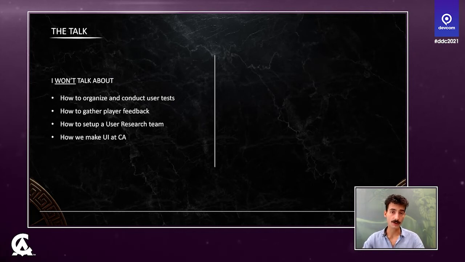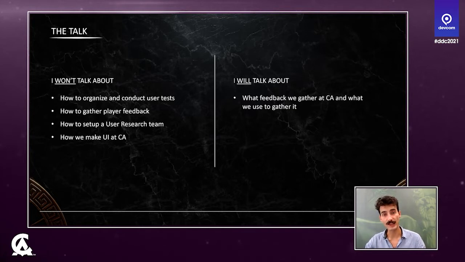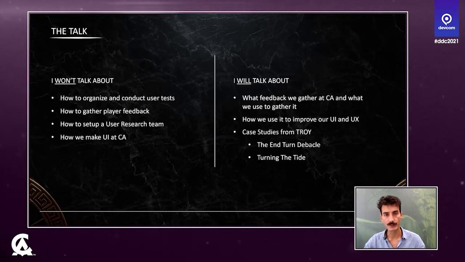What I will talk about and want to focus on is what feedback we gather at CA, what we use to gather it, and how we use it to improve our UI and UX. And in order to do that, we're going to take a look at two case studies from Troy, aptly named Entering the Debacle and Turning the Tide.